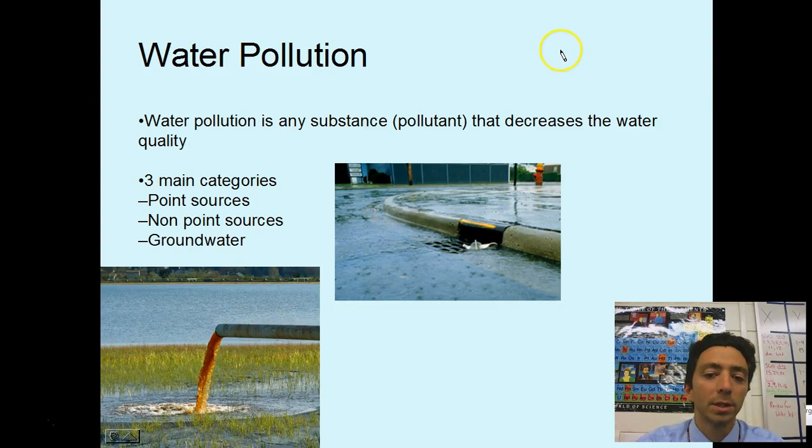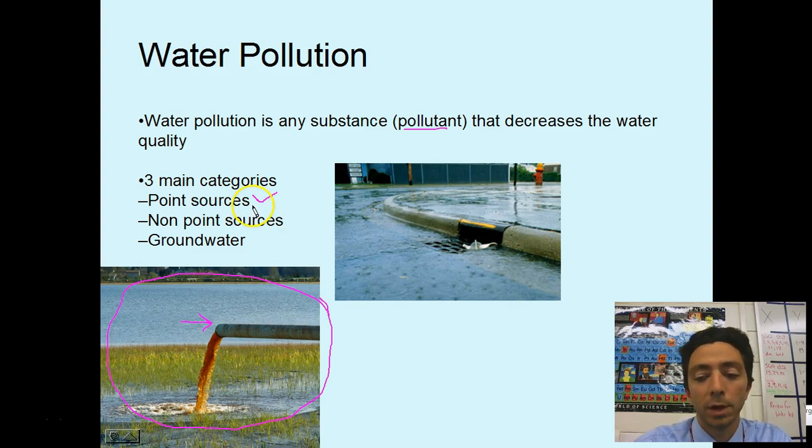So water pollution is defined as any substance, and that substance we'd call a pollutant, that is going to decrease the water quality, something that's bringing it down. There are three main categories of water pollution. We've got point sources, which is pictured down here. A point source is literally a pipe where we can see the point where the pollution is entering the water. This is a sewer pipe that is emptying straight into this body of water, and we can locate that point and identify it.